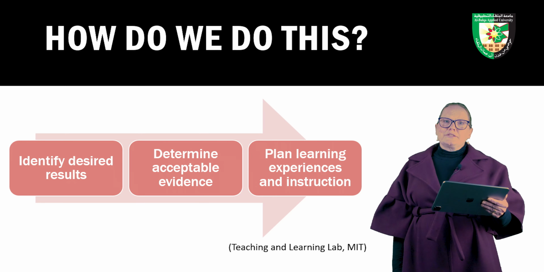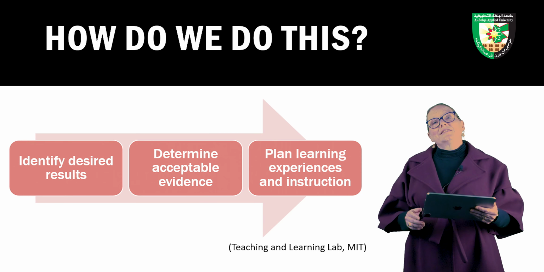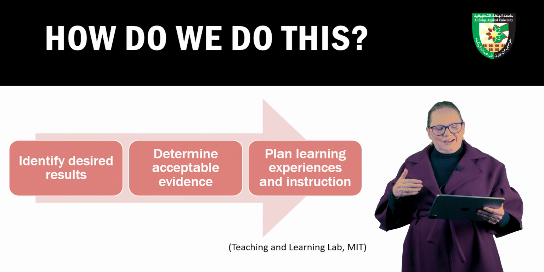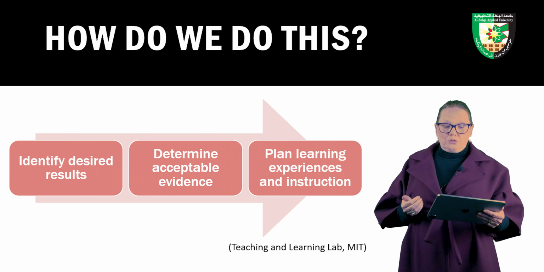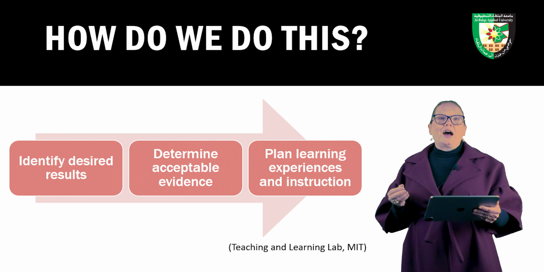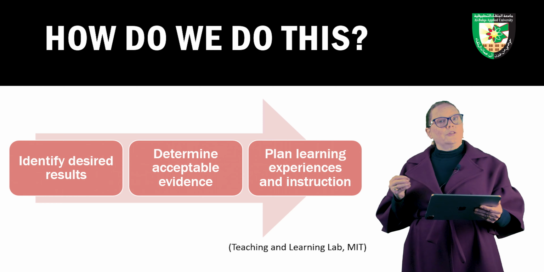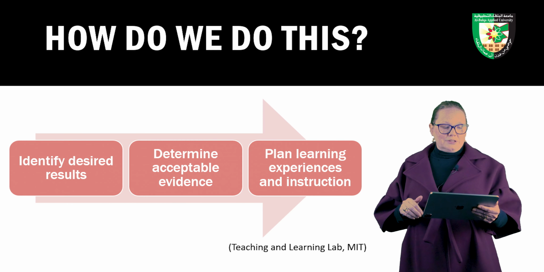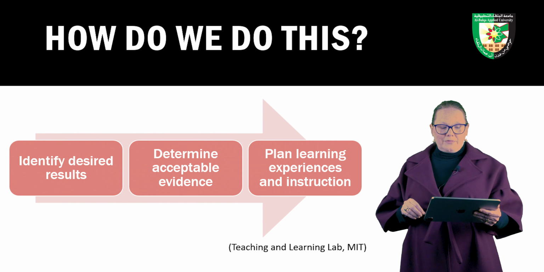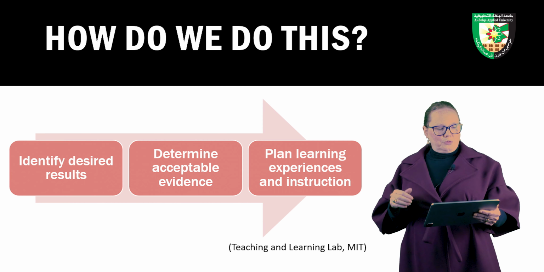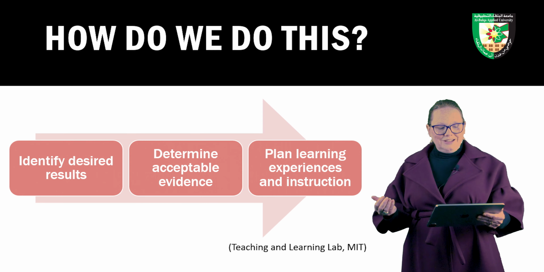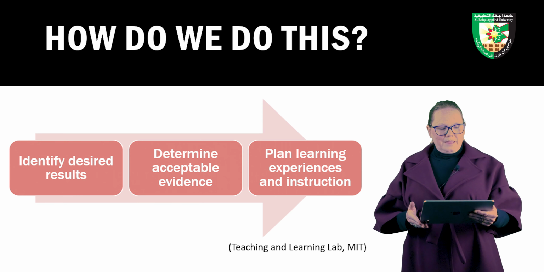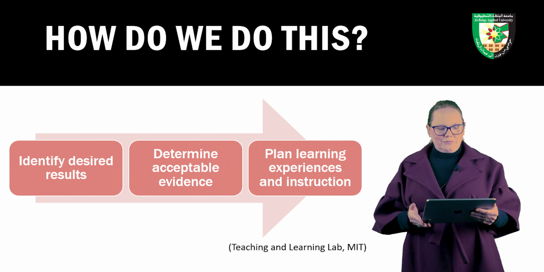So how do we do this? Well, first we start with identifying the desired results. This is where we decide on the outcomes or objectives for the course. Then we think about how we'll determine if students met those objectives. And so that's when we design the assessments that align with the outcomes. If the outcome is to defend a point of view in a history class, the assessment would likely be an essay or perhaps a speech, not a multiple choice test.